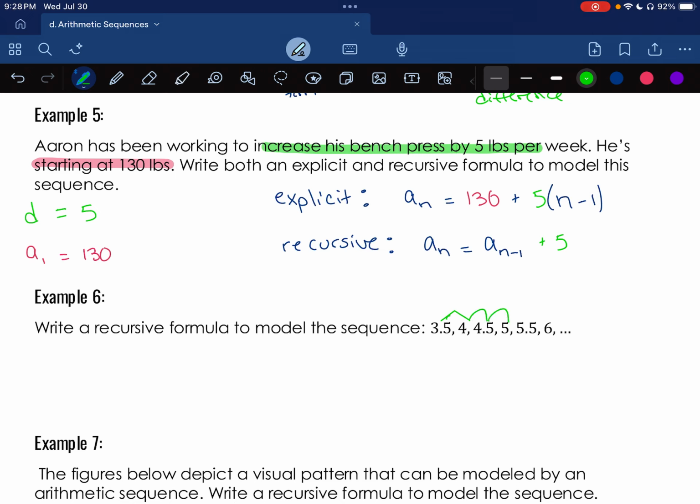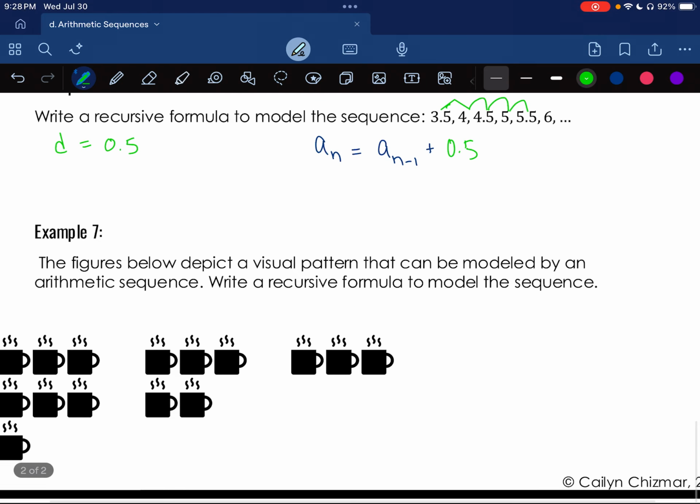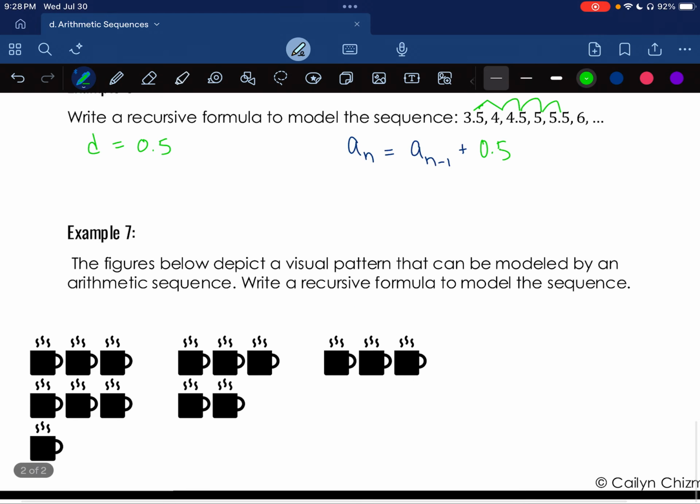All right, and last but not least, we have a coffee pattern going on here. So the figures here depict a visual pattern modeled by an arithmetic sequence. Write the recursive formula. So again, we need to see how many coffees we've got. 7, we got 5, and we have 3. So those are decreasing by 2 every time. So our recursive model would look like a sub n is equal to a sub n minus 1 minus 2. And there you go. Those are arithmetic sequences.